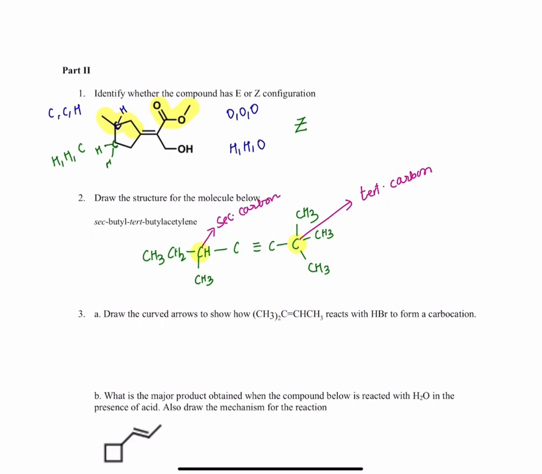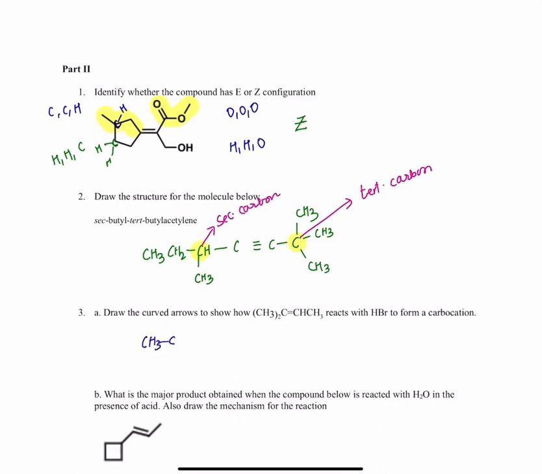Draw the curved arrows to show how this molecule will react with HBr to form a carbocation. So what we are going to do for this molecule is write the actual structure of this molecule. So this is going to be the actual structure of the molecule. The one that is being represented here is the condensed structure, but this one is the expanded version. And when this reacts with HBr, okay, we know that it's going to form the carbocation. So we'll be applying Markovnikov's rule, because this is an unsymmetrical alkene.